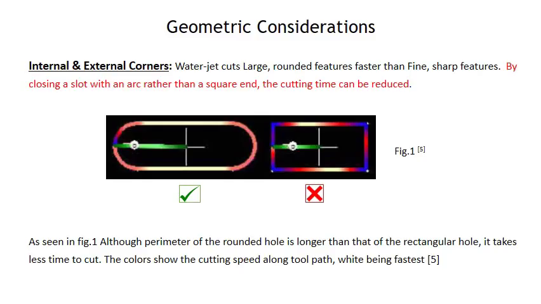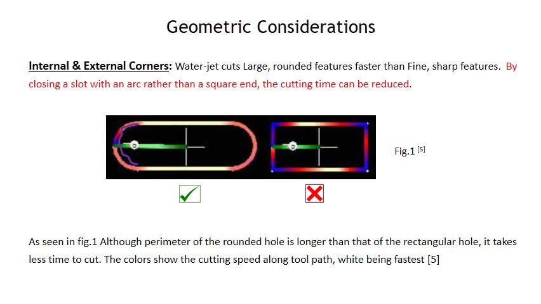The next rule is the internal and external corners. Water jet cuts large rounded features faster than fine sharp features. So if we close a slot with an arc rather than a square end, the cutting time can be reduced. As you can see in the figures, in the left hand figure, the slot is closed using an arc, while in the right hand figure, it is closed using a square. So the left hand figure is the preferred one.